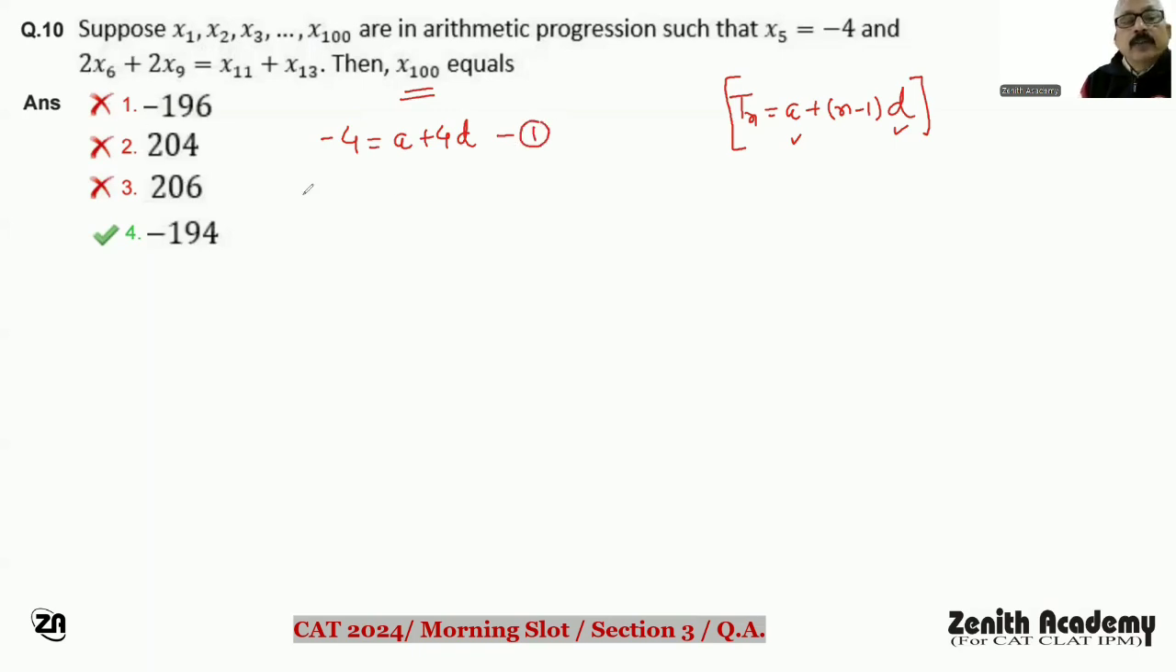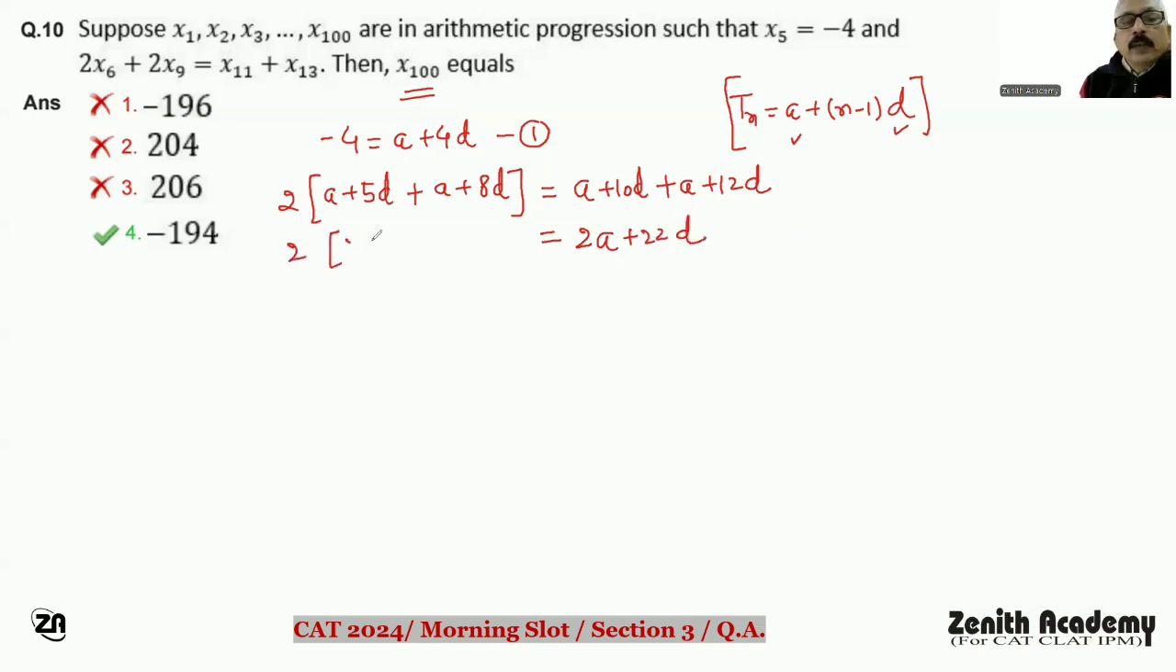And from here, 2x6 means twice the 6th term, a plus 5d, and the 9th term, a plus 8d. This is equal to the 11th term, a plus 10d, and a plus 12d. Here it is 2a plus 22d and here it is 2a plus d.